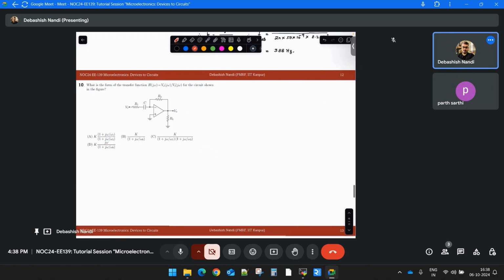So what is the form of the transfer function? Okay. So again, it is a good practice for you. Can you tell me how this will look like if it is a low pass, band pass, high pass, band stop? Just try it out.